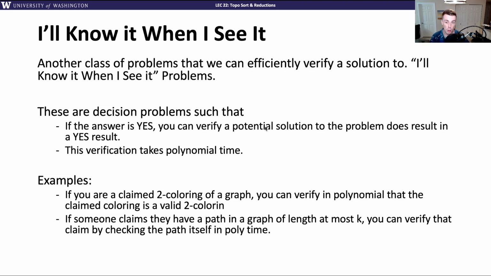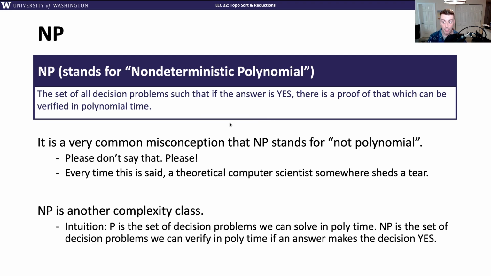Similarly, if we're thinking about that short path problem, if someone told you, hey, I found a path in this graph with length at most k, you can verify that by just checking the path itself. So this is the "I know it when I see it" problems, or what we call NP problems.